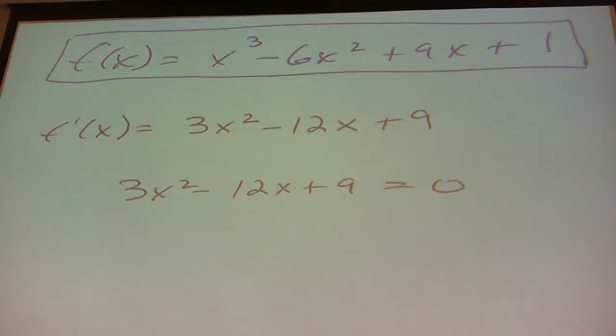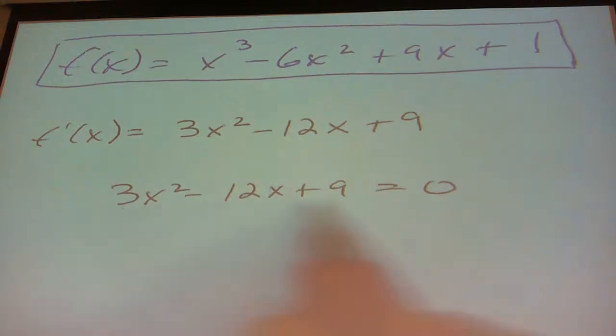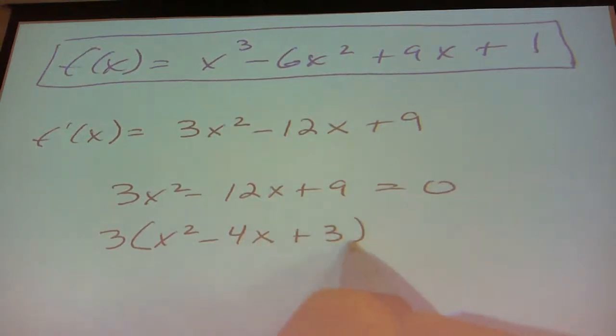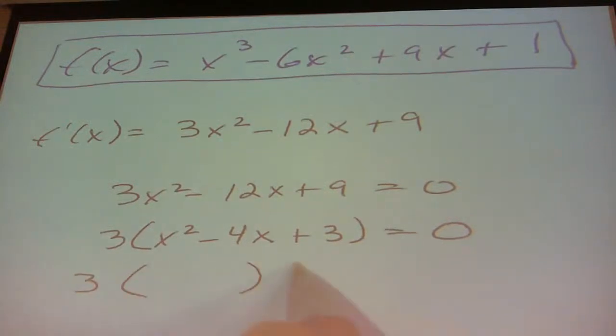And then this is where people get stuck. Now, I'm going to give you 2 ways to do it. Number 1, algebra. What can I factor out of all this? A 3, which leaves you with x squared minus 4x plus 3. Then, this can be factored. If you factor x squared minus 4x plus 3, what do you get? Is it?